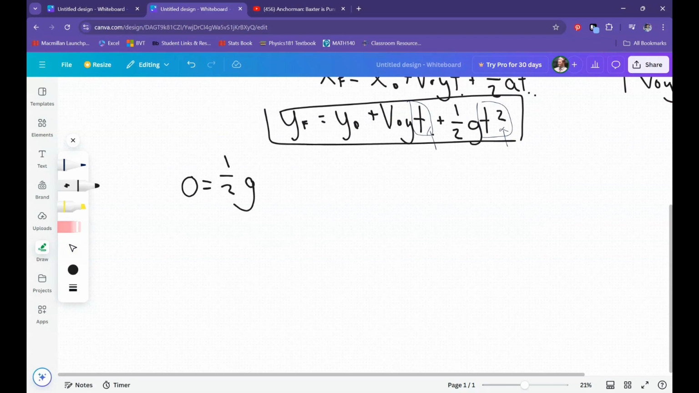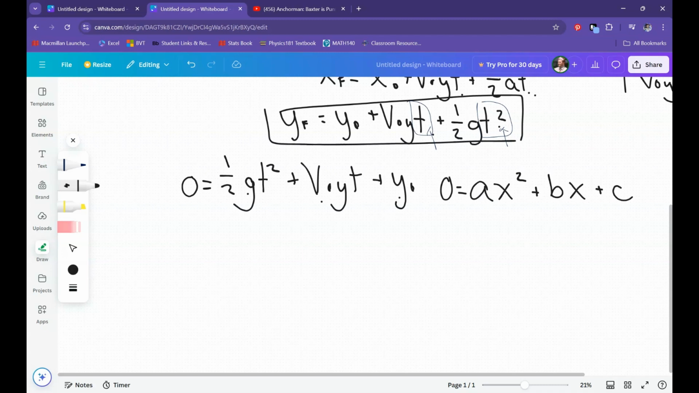We're going to rearrange that so that the exponents are in order. I just find it personally easier. g t squared plus v naught y t plus y naught. Now that we have this rearranged, we're going to plug in the values for g, v naught y, and y naught, because we want it to look like our regular quadratic formula, which is 0 equals a x squared plus b x plus c, where our x's in this case are t's, right?